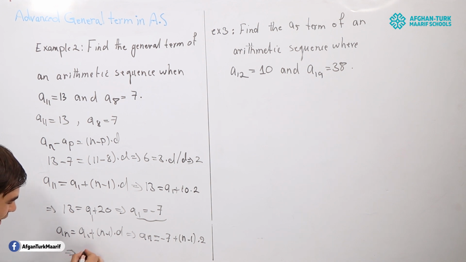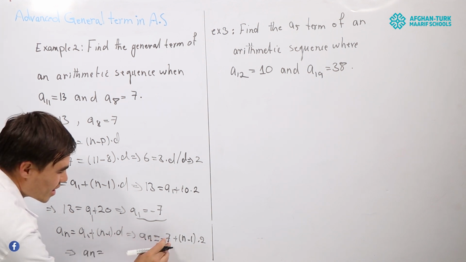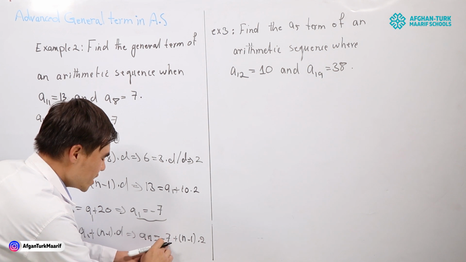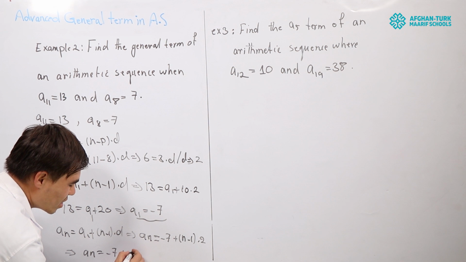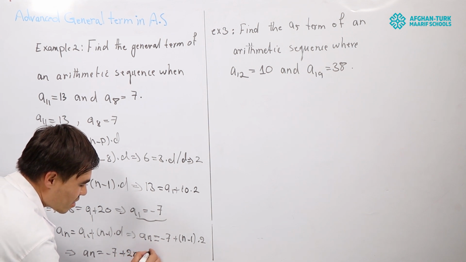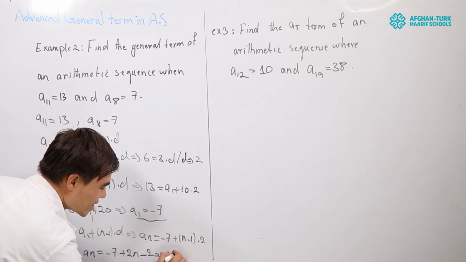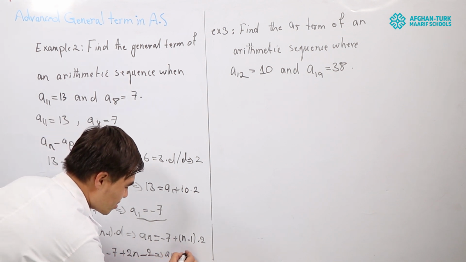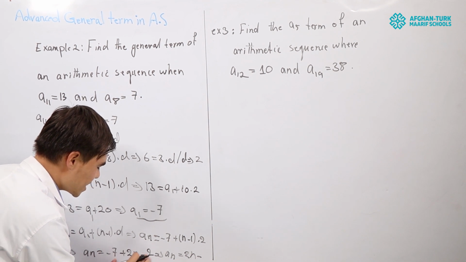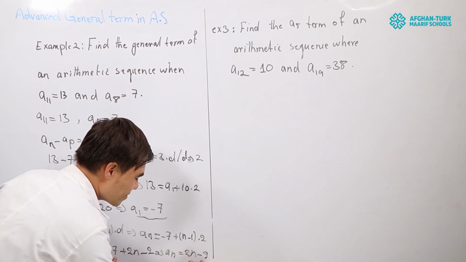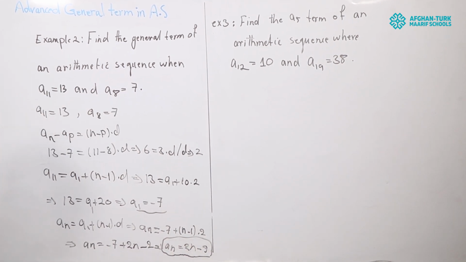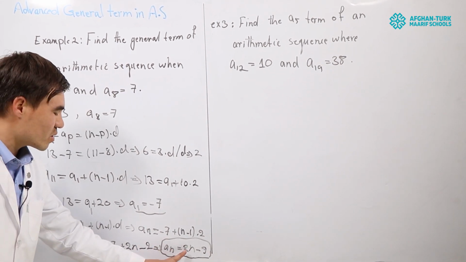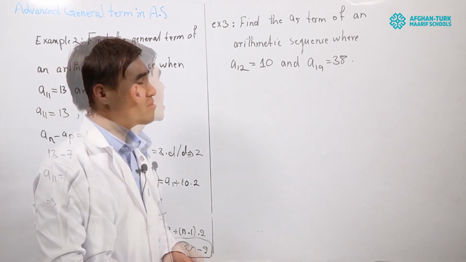Here I will have a_n is equal to, when I multiply this, negative 7 plus n times 2 will be 2n minus 2. Here a_n is equal to 2n, negative 7 plus negative 2 will be negative 9. The general equation according to the given details is a_n equal to 2n minus 9.